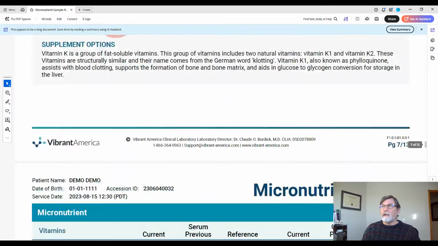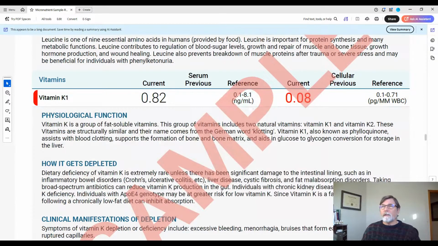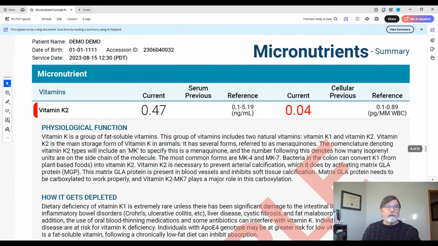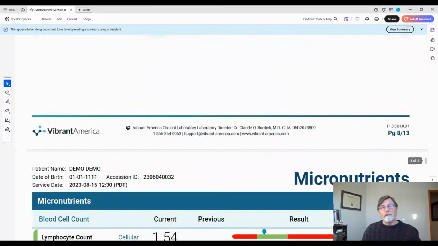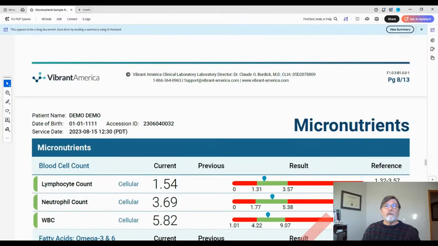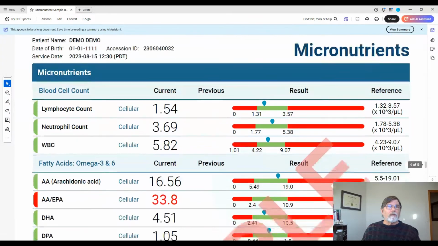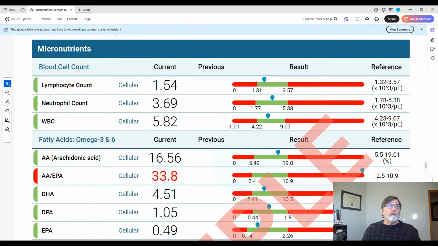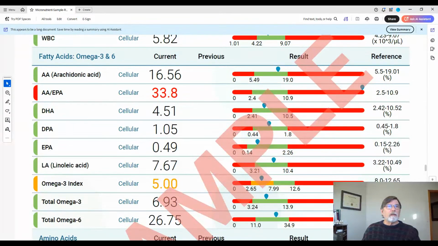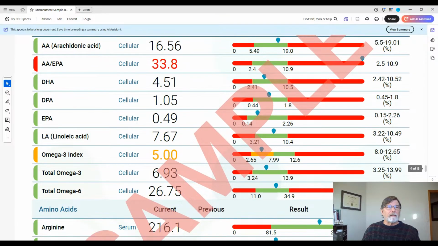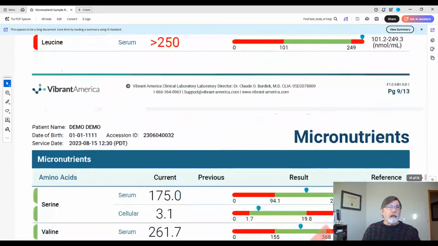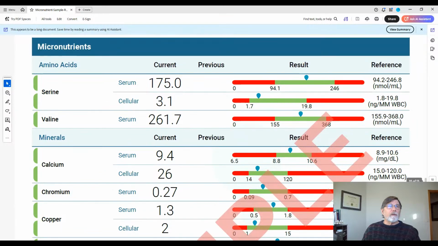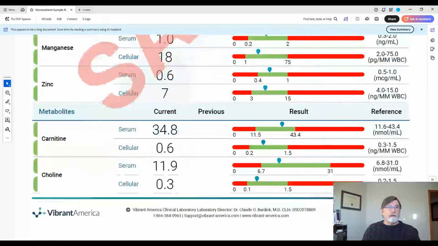So we're seeing vitamin K1, vitamin K2, so it's very complete. And then we get to the nutrients themselves. And there's a specific way I like to look at this. This is presented many different ways. So here's a tabular form where we're seeing the white blood cell count, the neutrophil count, the lymphocyte count. We're seeing the fatty acids, omega-3s and omega-6s. We're seeing the amino acids and all of these things.